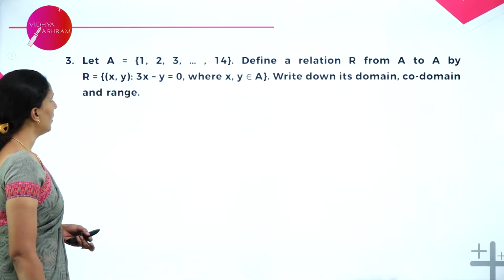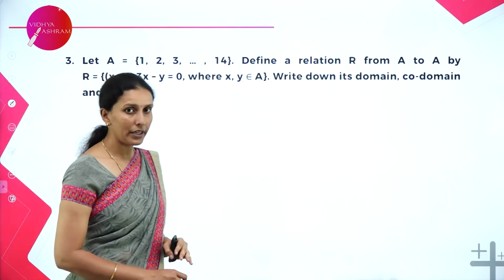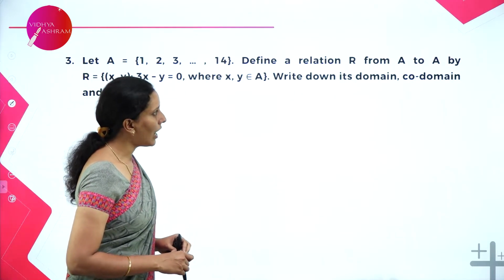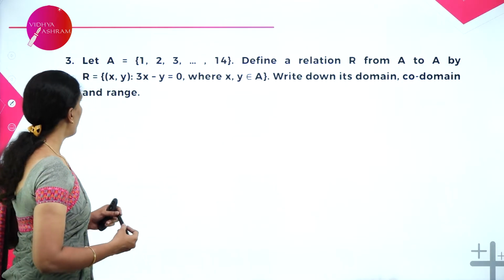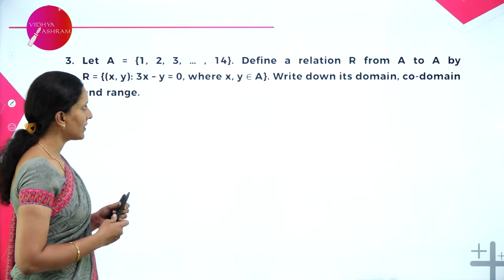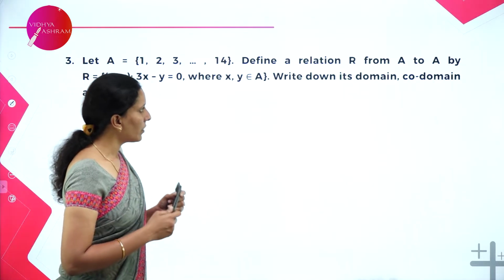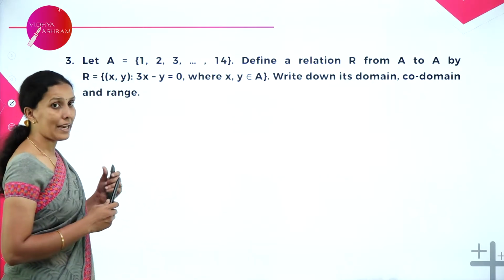Next, let A be a set from 1, 2, 3 until 14. Define a relation R from A to A by R is equal to x comma y, 3x minus y is equal to 0, where x and y belong to set A. Write down its domain, codomain and range.